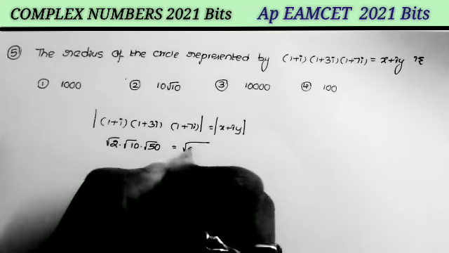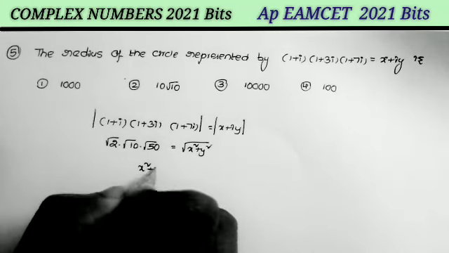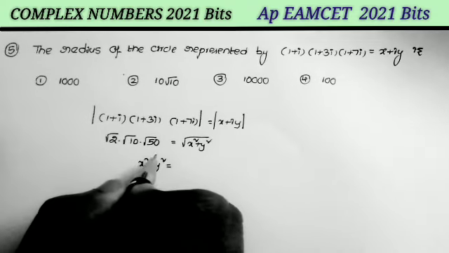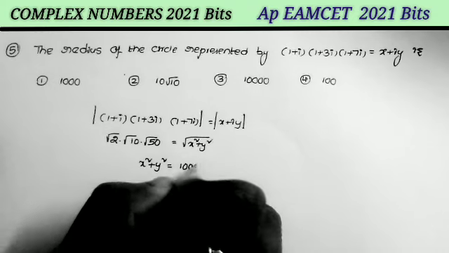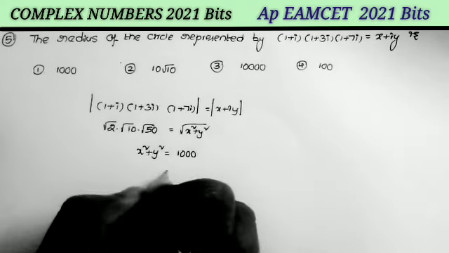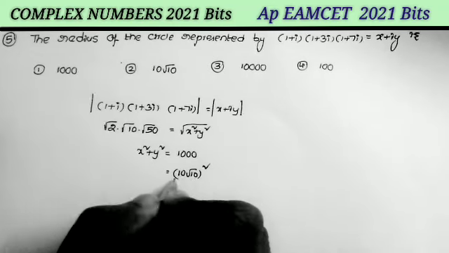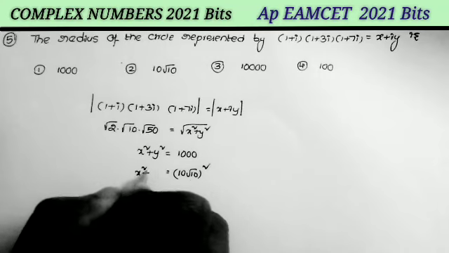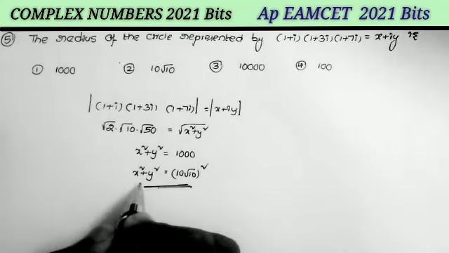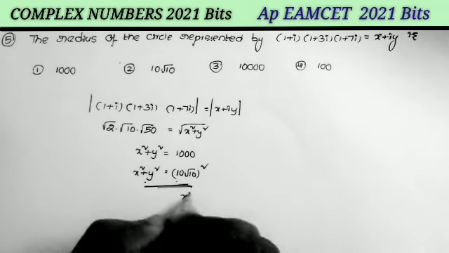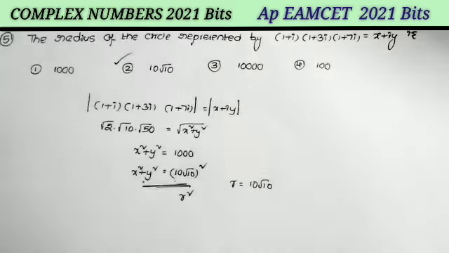This is equal to under square root of x square plus y square. Now squaring on both sides, we get that x square plus y square is equals to 500 into 2, which is 1000. So x square plus y square is equals to 1000. This is nothing but (10 root 10) whole square. What is the value of (10 root 10) whole square? 100 into 10 is equal to 1000. So x square plus y square is equals to (10 root 10) whole square, which is in the form of x square plus y square is equals to r square. So the value of r is equal to 10 root 10. That is nothing but the second option.